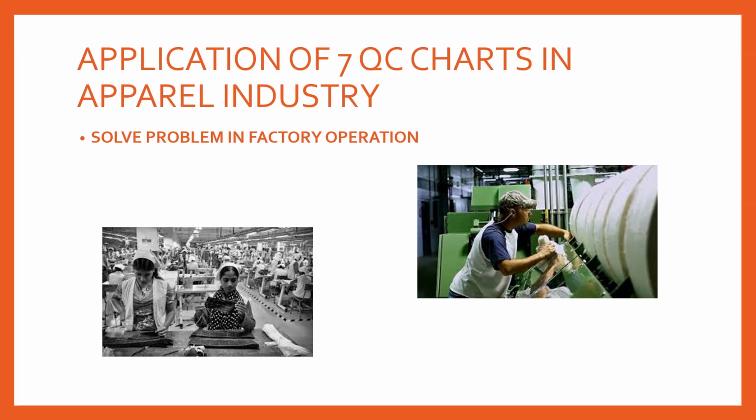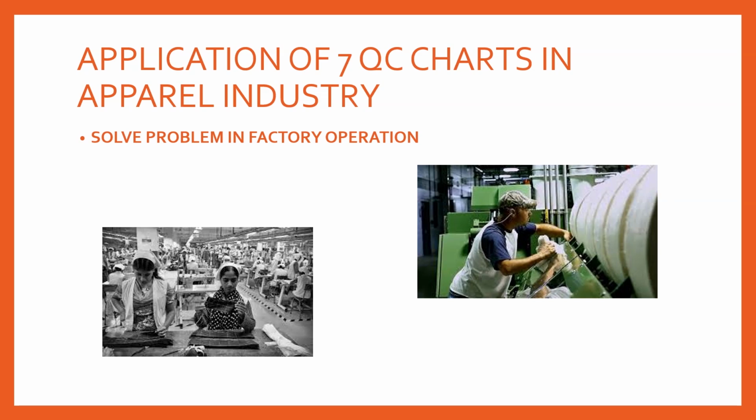In the apparel industry, these 7 quality control tools are extensively used. It is not only in the apparel industry. If you go into the backward integration process, that is the spinning, weaving, processing, these areas are also there where these 7 QC charts or quality control tools are getting used.